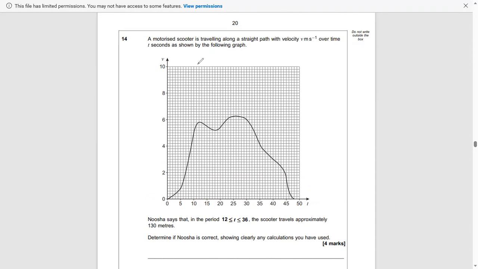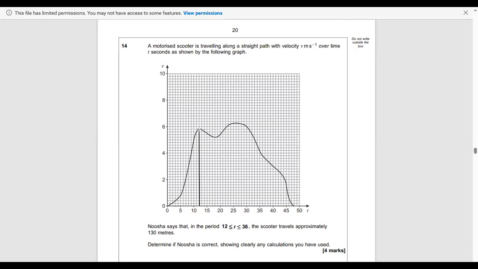So we want to go between, if I just draw a straight line, 12 seconds, so that's 10, 11, 12. So we want to go up to 12 here and read that value there. And then we want to go to 36, which is here, and read what we get there. And we want to work out an approximation for the area under this. And hopefully it will be about 130, but we'll see what we get.